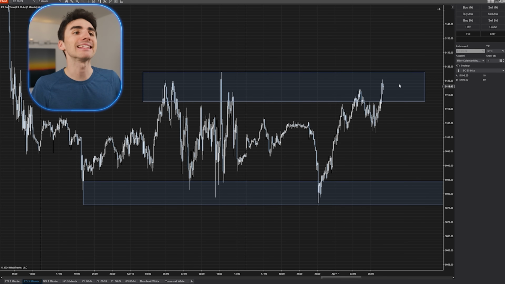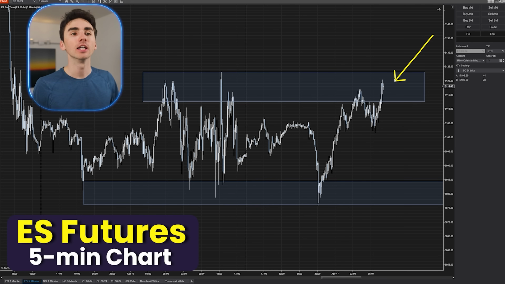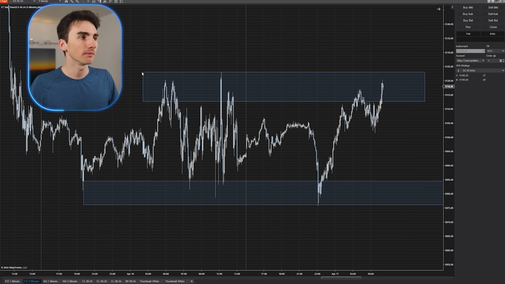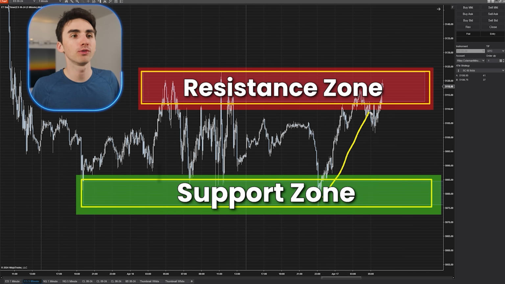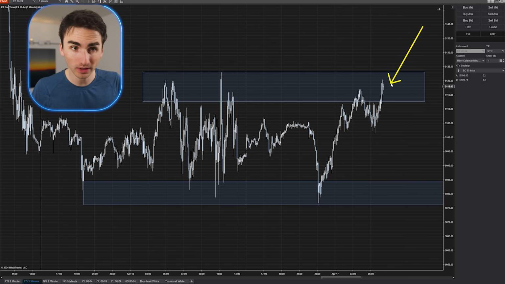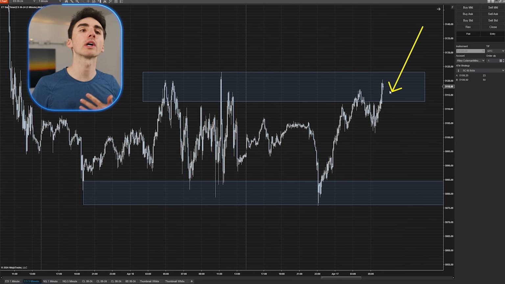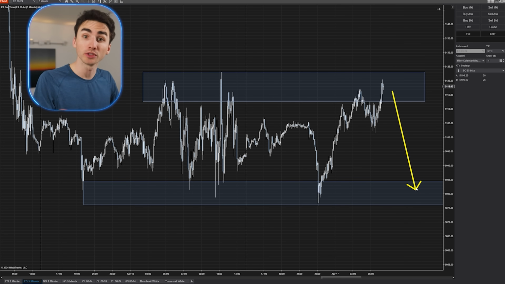If we look at the ES futures here on a 5-minute chart, what we can do with these bigger picture ideas is use a larger time frame to see where resistance and support levels are, and look for reversals between them. With the market currently right up here, we can look for a potential trap to happen, jump in on that, and then look to catch a reversal down to the lows of that area.